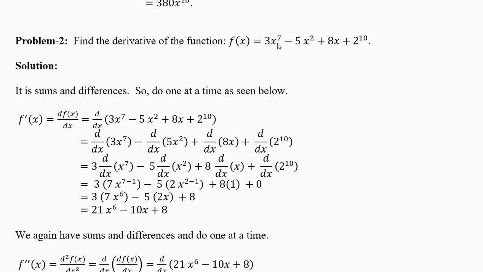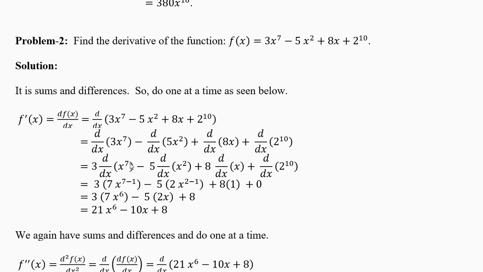Now 3x power 7. This is addition and subtraction, 1 subtraction and 2 additions. So you'll do one at a time. So do 3x power 7 one time, 5x square one time, 8x one time, and the number one time. I'm not giving you the value of the number because all numbers are the same. When you differentiate, it will become 0.